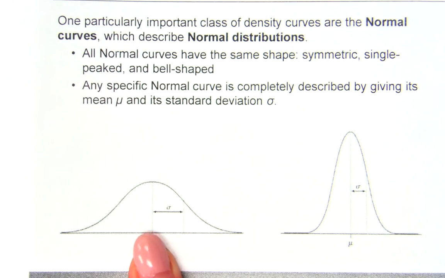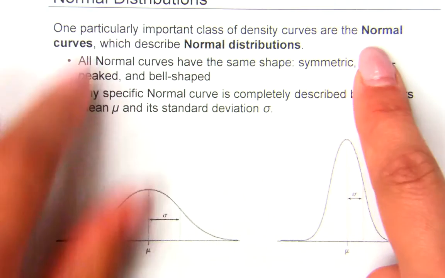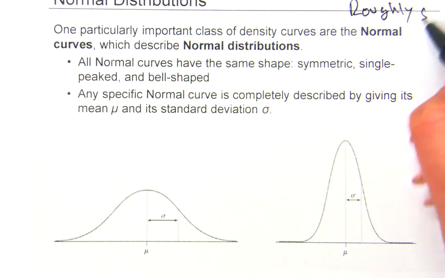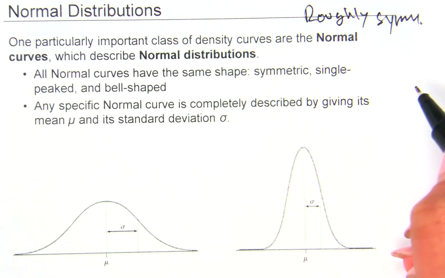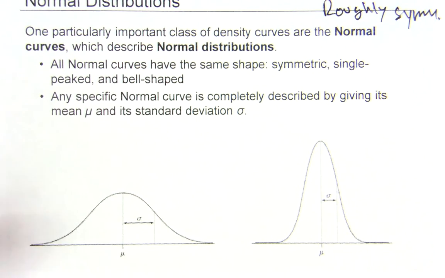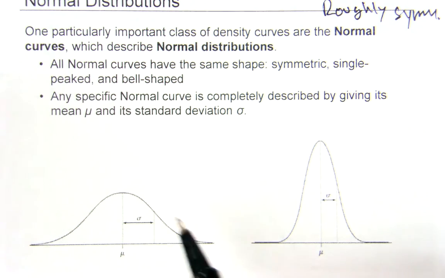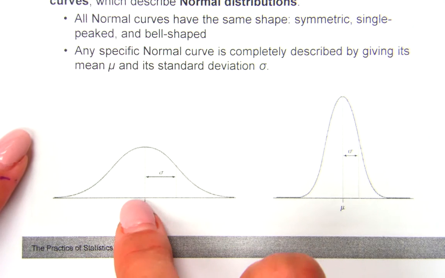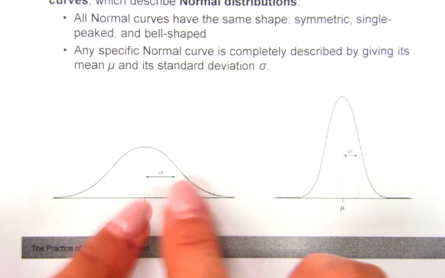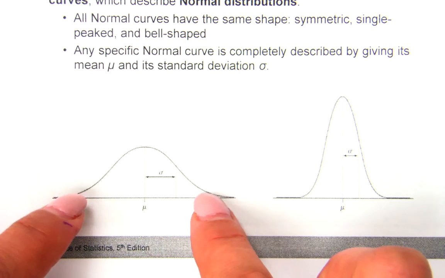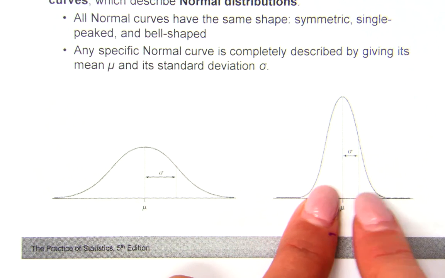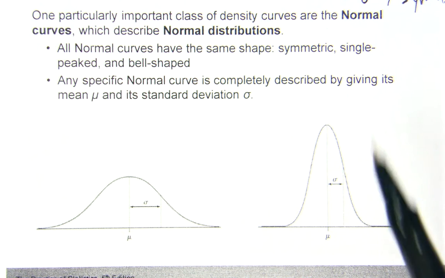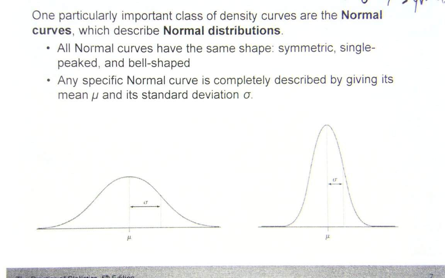And these ones we call our normal curves. When they're roughly symmetric, those are the ones we really want to discuss and go more in depth about. You can have a lot of data, so it's going to be a little more spread out, or you can have a smaller amount of data all concentrated here. We call these normal curves, which describe normal distributions.